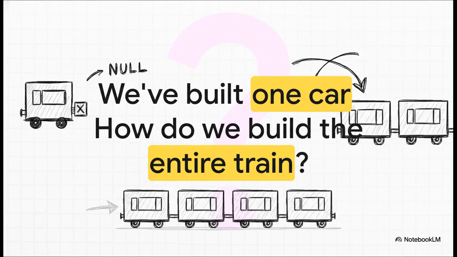So we have absolutely mastered building a single car. We can create it, we can fill it with cargo, and we can mark it as the end. So the obvious next question is, how do we add a second car? How do we take that null coupler and link it to something new? In short, how do we build the entire train? Because that right there is the foundation for everything that comes next.